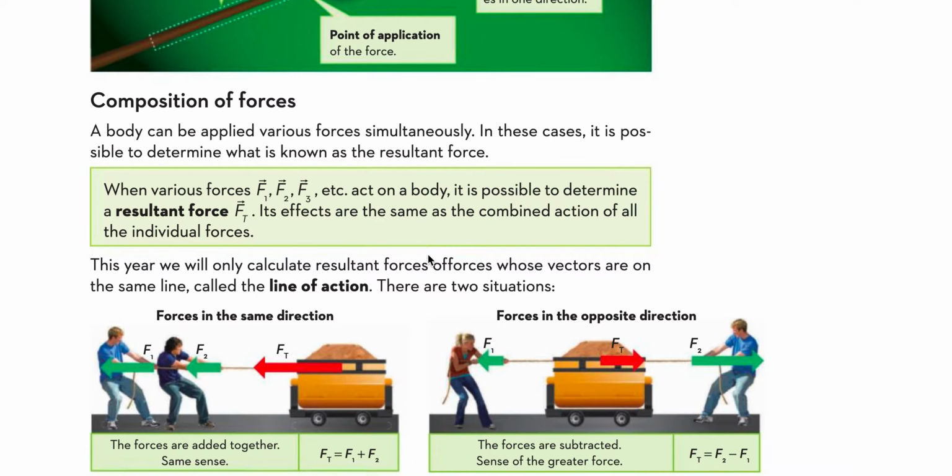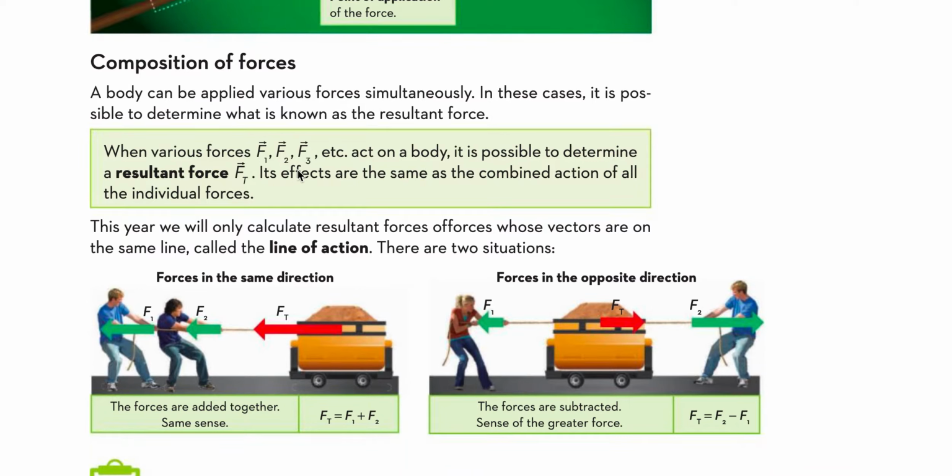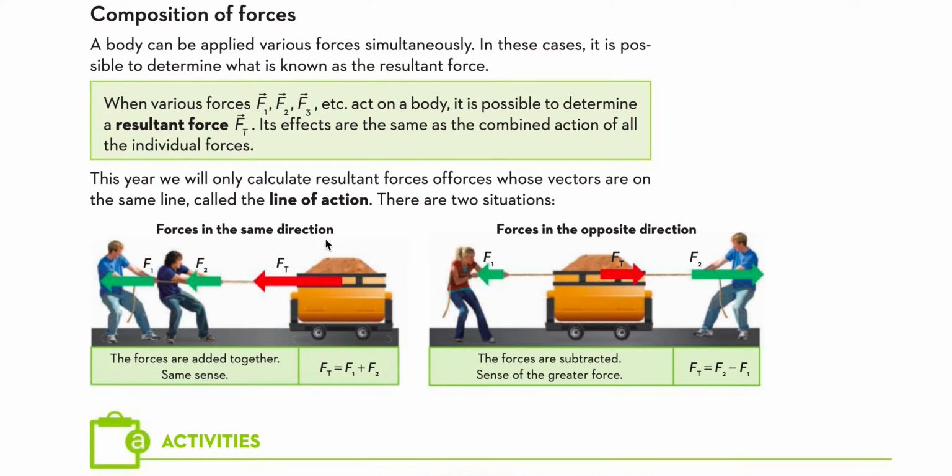And forces can be added on an object. When various forces F1, F2, F3 act on a body, it is possible to determine a total force, the resultant force. Its effects are the same as the combined action of all the different individual forces. For example, imagine two boys trying to pull this cord with sand on the top. Both are applying forces, and the total force is this one, so you can add all the forces here.